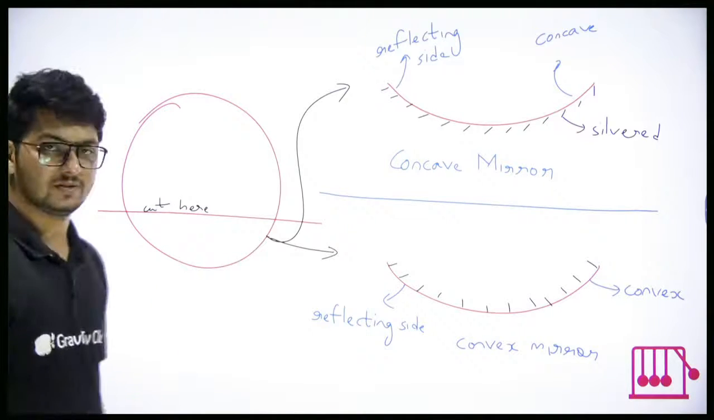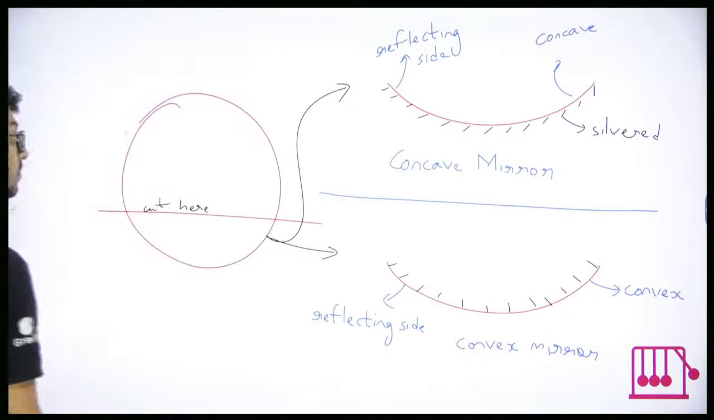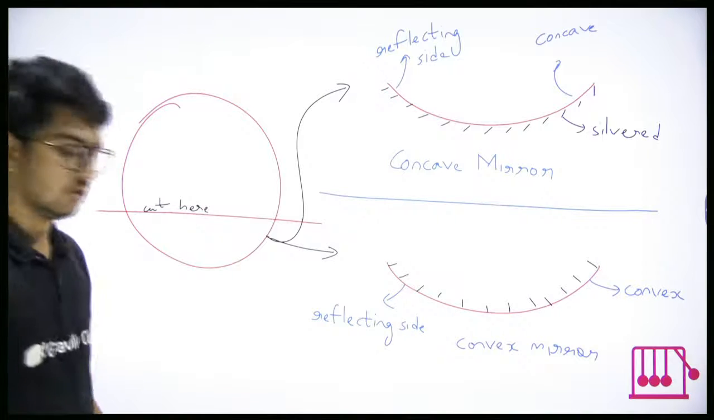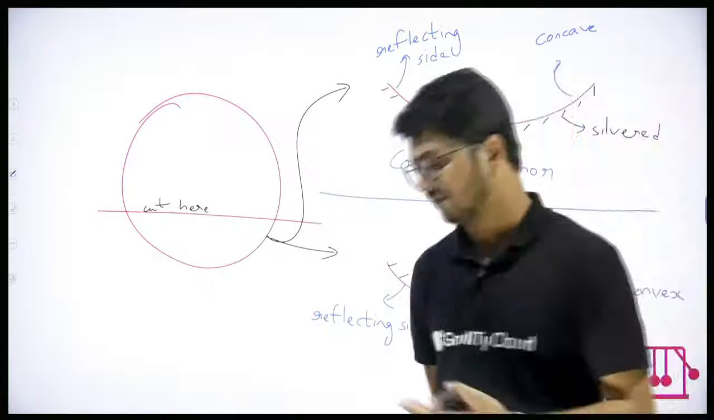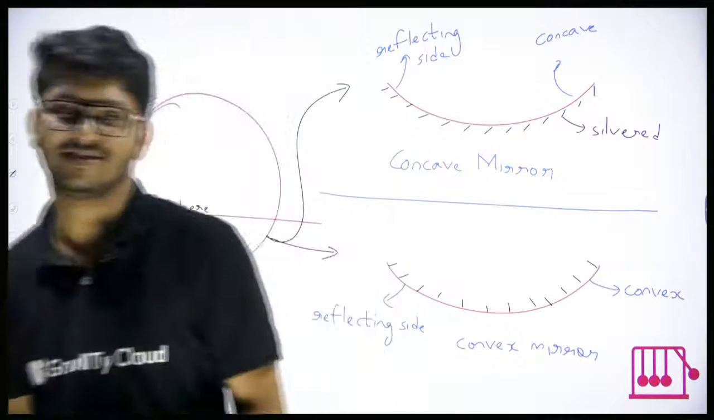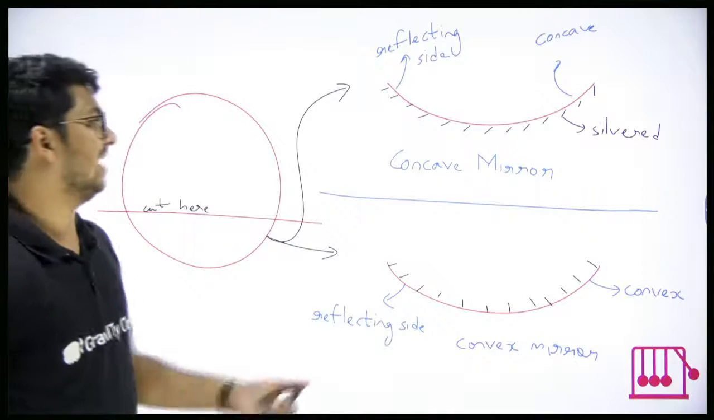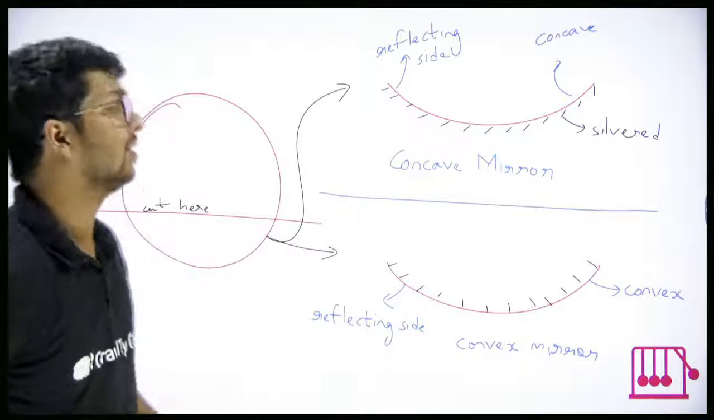Concave and convex. You should be able to draw the diagram. If you understood this, then you understood half of spherical mirrors. The most crucial part will be identifying which is the concave mirror and which is the convex mirror. Okay? Good.